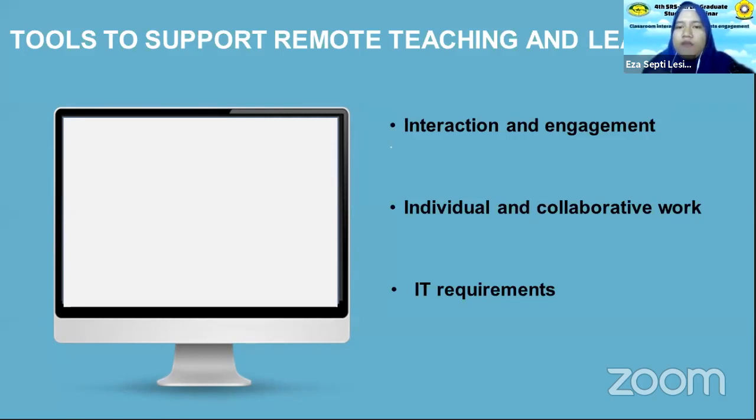The second one is individual and collaborative work. Individual and collaborative work is one of the most effective ways to support remote teaching and learning. It gives every learner an opportunity to deliver a topic area, or teachers can give a project to the students. It can be individual or in a small group.